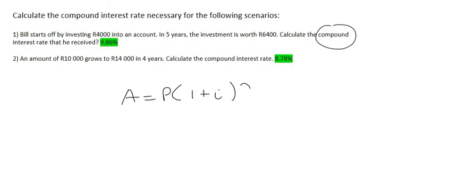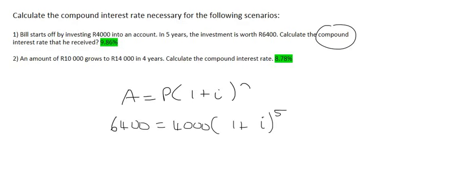So we know that he would like to have 6,400 Rand. So that's the final amount. The starting amount is 4,000 Rand. The interest rate is, oh no, we don't know the interest rate. That's the unknown in this question. And the number of years is 5. So there's a few interesting steps we're going to have to do with this.